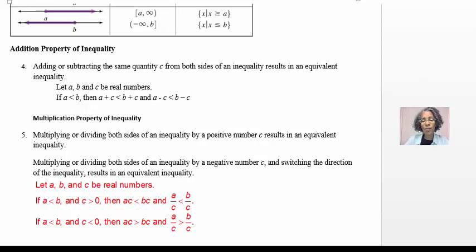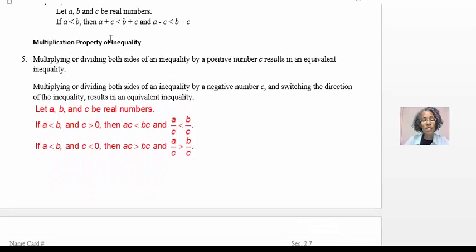There's also a multiplication property of inequality, which says if I multiply or divide both sides of an inequality by a positive number, I get an equivalent inequality. If I multiply or divide both sides of an inequality by a negative number, C is negative, I switch the direction of the inequality, and doing so results in an equivalent inequality.